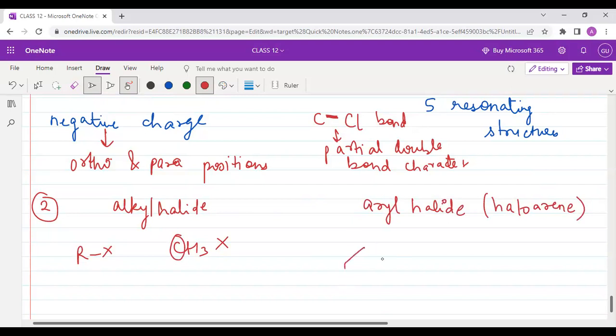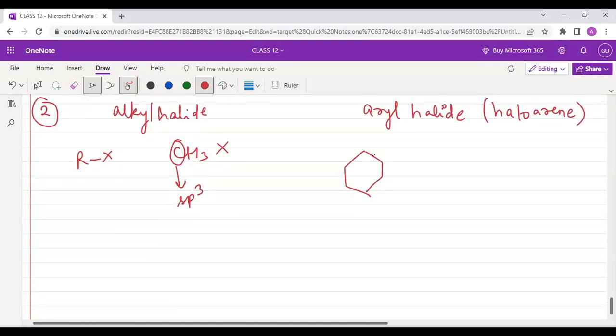It's sp3, because it is having 4 sigma bonds. So the hybridization of this carbon is sp3. And if we talk about aryl halide or haloarene, you can observe that the halogen is directly attached to this carbon atom of the benzene ring. Now tell me the hybridization of this carbon.